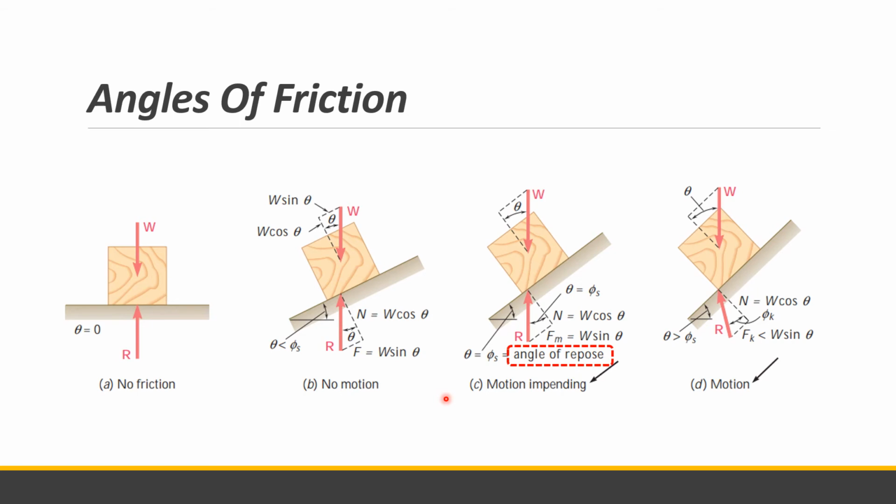So motion starts and the angle between R and the normal drops to the lower value, phi k. So it becomes smaller, and then the reaction R is not vertical anymore. So the forces acting on the block are unbalanced, so it will slide. But as I'm saying, we are only on the static part, so we will not take up this part. The usual problems we solve only go up to impending motion.